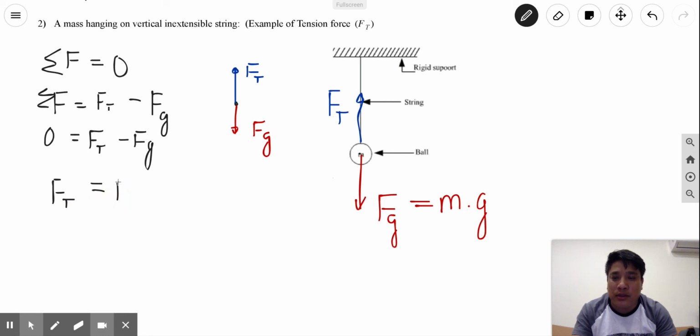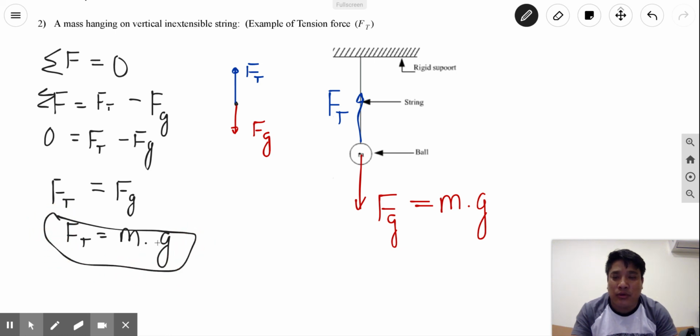Okay, so gravity is also the weight of an object, which is mass times acceleration due to gravity. So if you have an object hung vertically by a string, the tension force is going to be equal to the weight of an object.